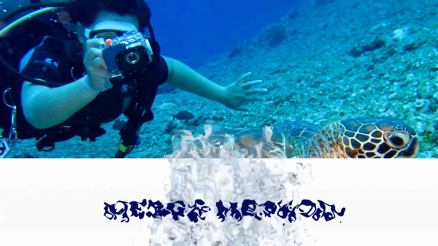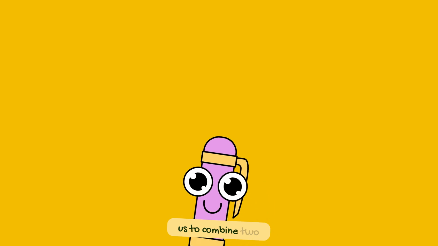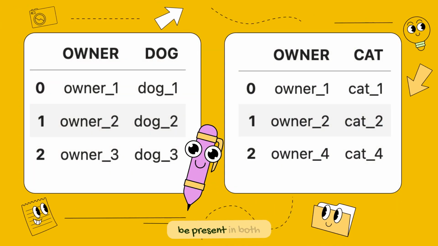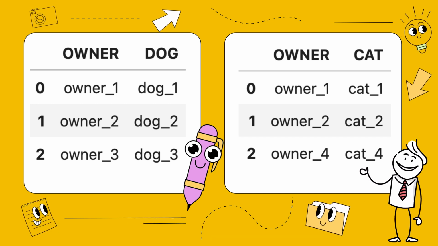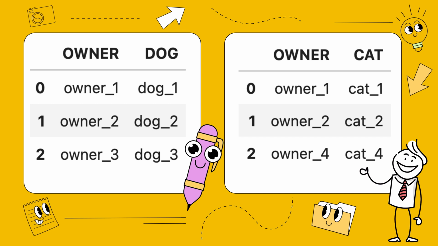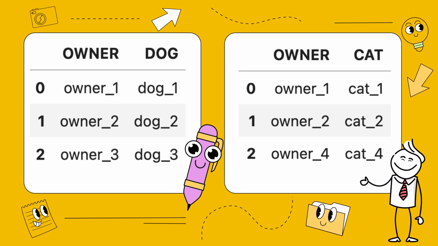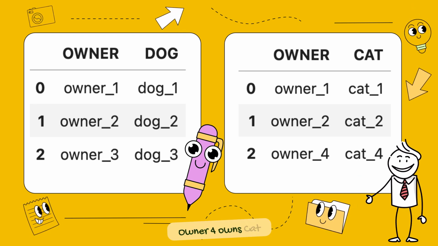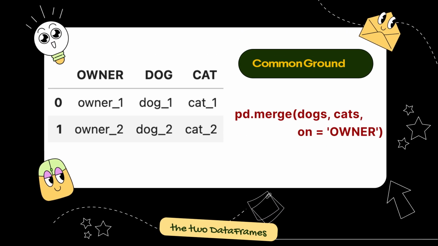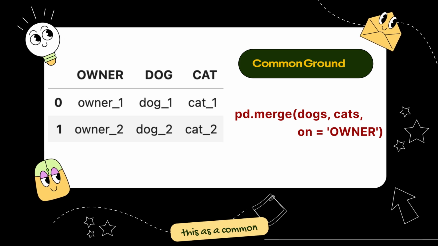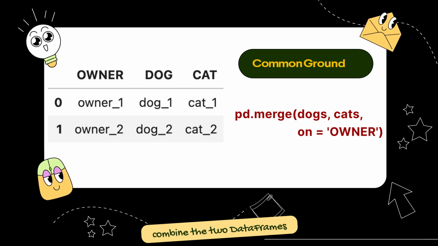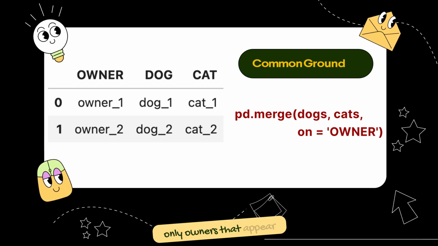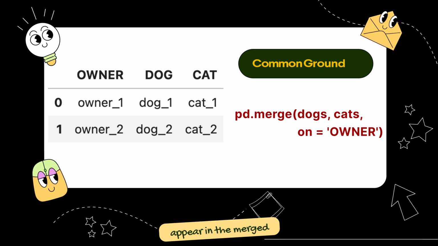Now, let's explore the merge method. The merge function allows us to combine 2 data frames based on a certain column, which must be present in both data frames. As you can see, owner 1 owns dog 1 and cat 1. Owner 2 owns dog 2 and cat 2. Owner 3 owns dog 3, but doesn't own a cat. Owner 4 owns cat 4, but doesn't own a dog. Here, we are merging the 2 data frames on the owner column. You can think of this as a common ground between the 2 data frames, basically whichever column you wish to combine the 2 data frames by. Notice that only owners that appear in both data frames appear in the merged data frame.